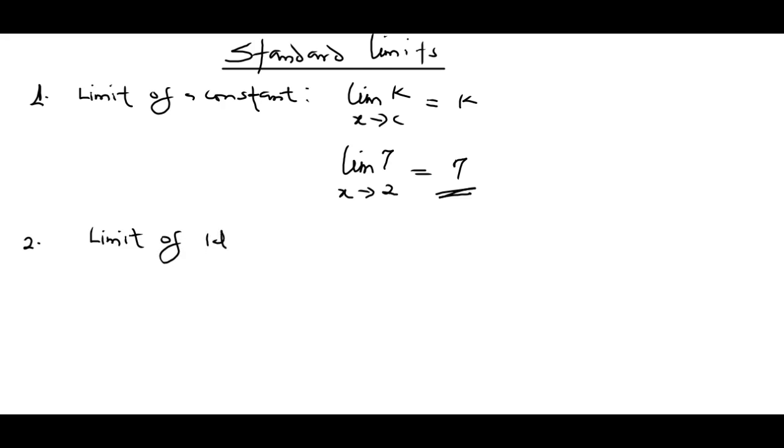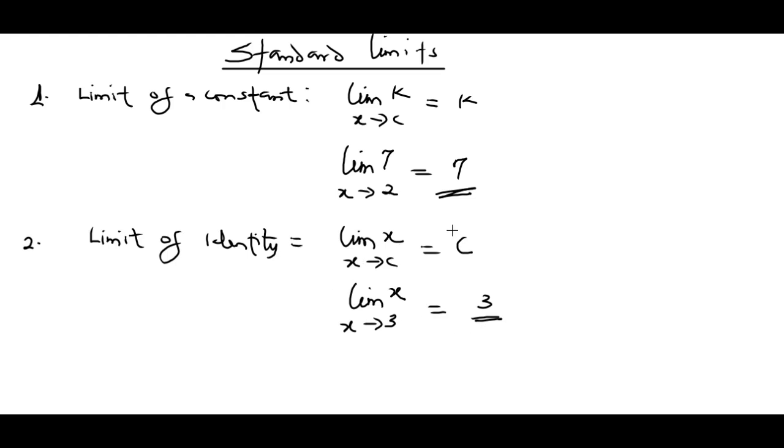Then number 2, let's talk about the limit of identity. If we have the limit of x as x tends to c, the answer is going to be c, meaning that wherever you see x, you put c. This simply means that the limit of x as x approaches c is c, all right? So if I have the limit of x as x approaches 3, wherever I see x, I will simply put 3. This is what is called the limit of identity.